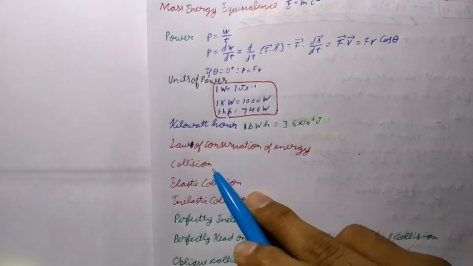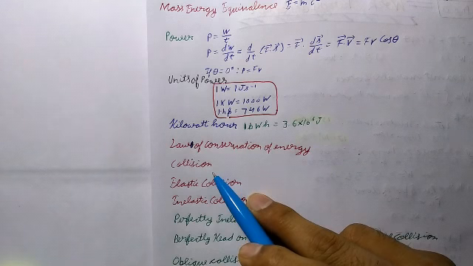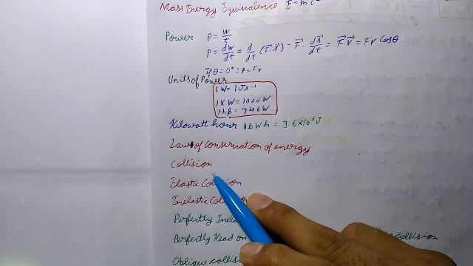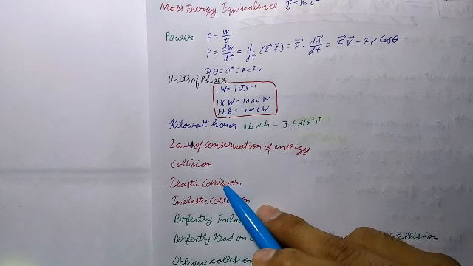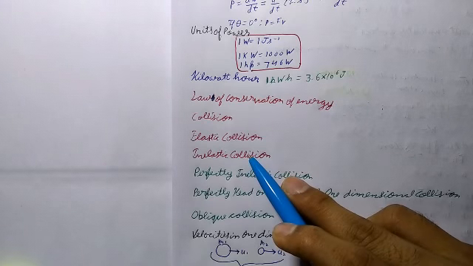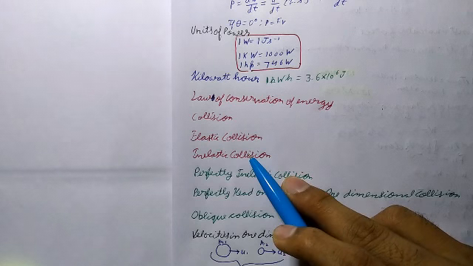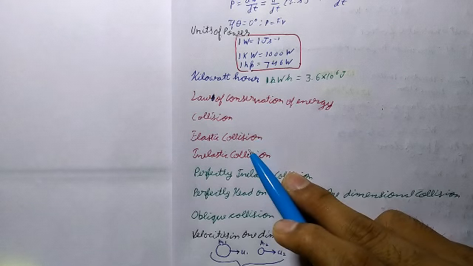Now, collision. A collision between two bodies is said to occur if either they physically collide against each other, or the path of the motion of one body is influenced by the other. Now, elastic collision. If there is no loss of kinetic energy during a collision, it is called elastic collision. Inelastic collision. If there is a loss of kinetic energy during a collision, it is called an inelastic collision. Linear momentum is conserved both in elastic and inelastic collisions.